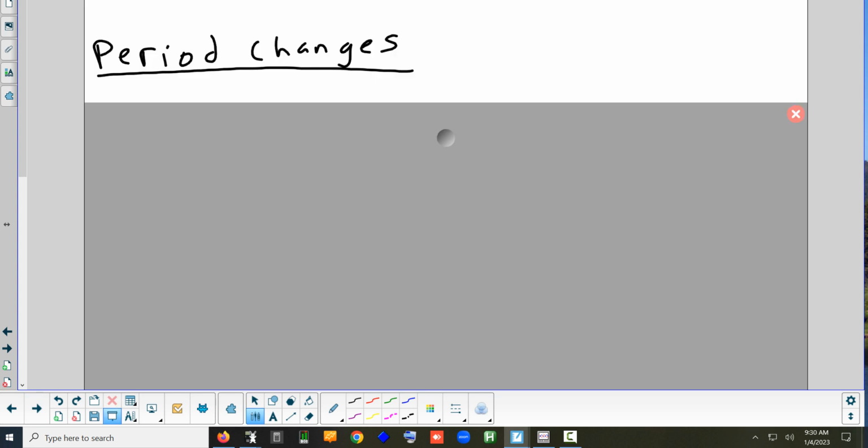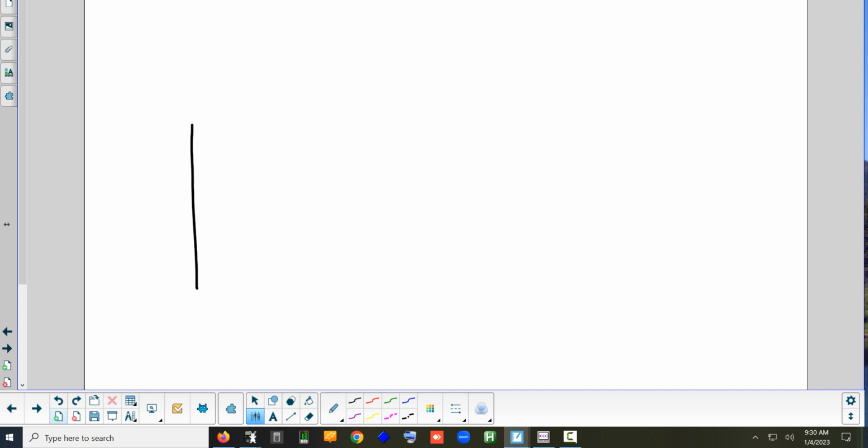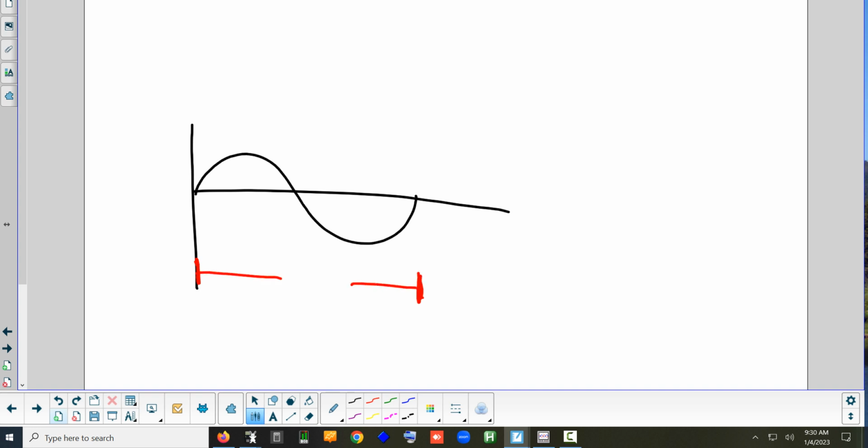So every graph that we've studied so far has had a certain distance to go through one cycle. Does anyone remember from yesterday what this distance is from the beginning to the end? You have to go through how many degrees or radians? We usually are using radians, but you have to go 360 degrees or 2 pi. So the length of one cycle or one period has always been 2 pi radians to go through one full wave. Well, now we're going to change that.